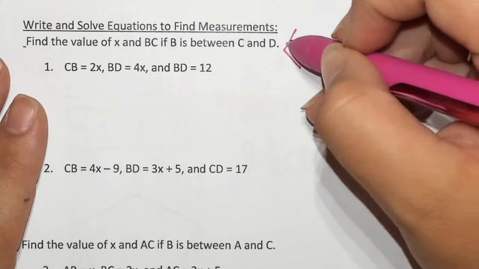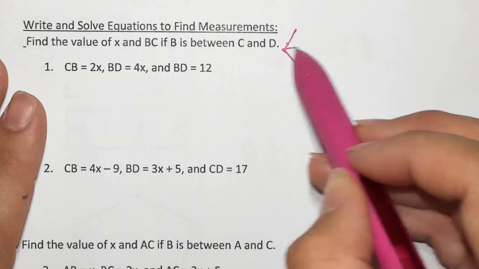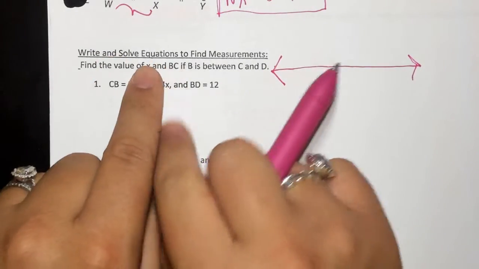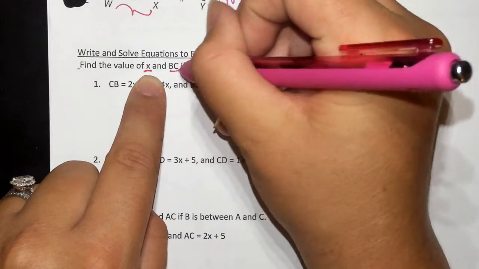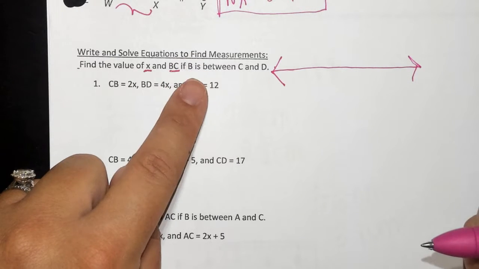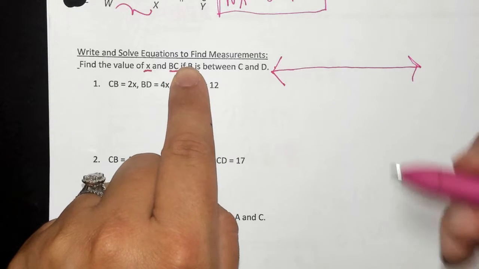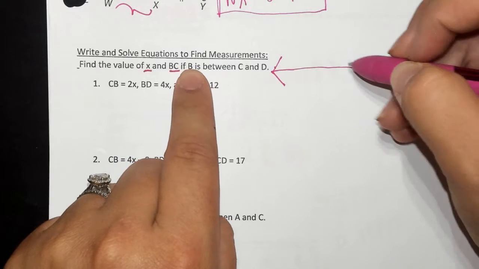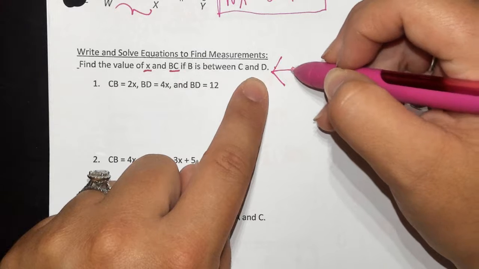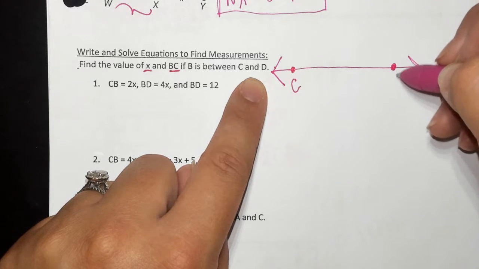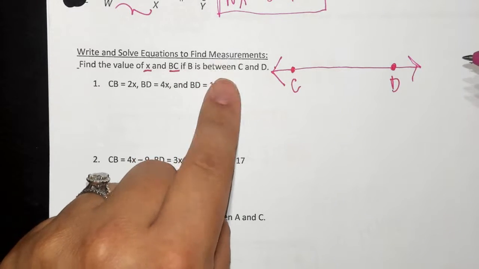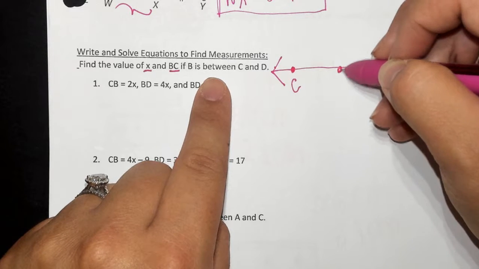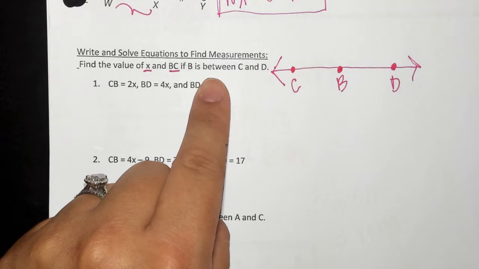So until then, let's draw our line. So we're talking about a line. So draw your line. Now your instructions tell you to find X and BC if B is between, so the order does matter in this case because it told you so. B is between C and D, which means C and D are on the outside. Now between doesn't mean middle. It just means somewhere. So anywhere. There's B.